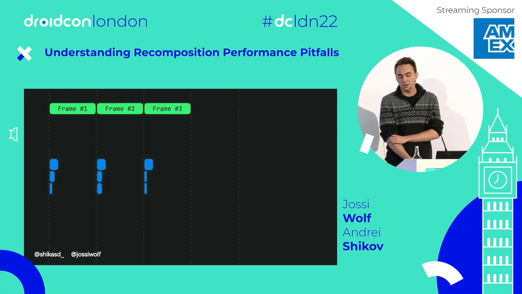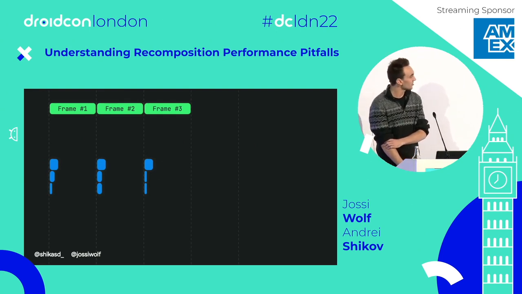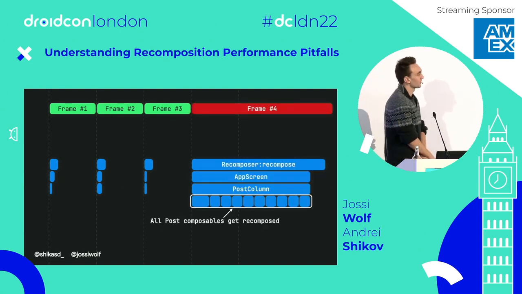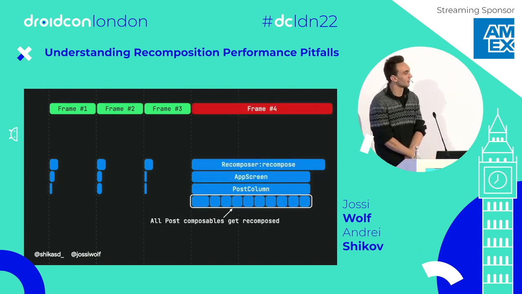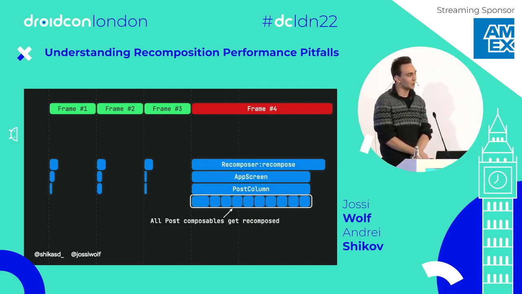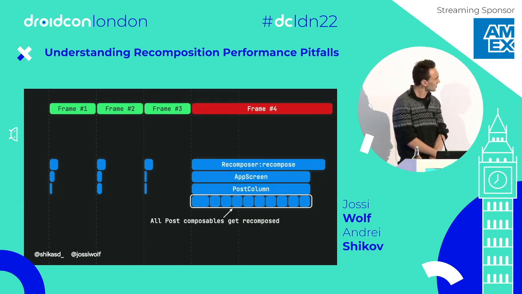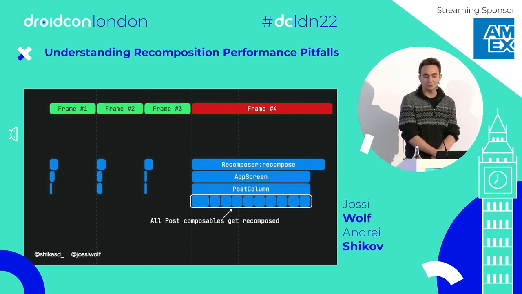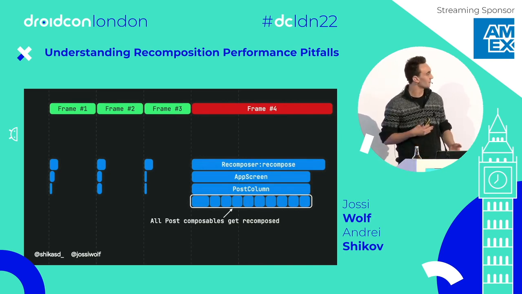And maybe we are running a trace. Frame 1, 2, 3, everything looks great, awesome, it's green, it's good. But then suddenly, frame 4, oh, we're doing a lot of work there. So what is going on? We maybe changed the input, but we have only changed one thing, really. So why did all of our post composables here get recomposed? Should they have been, and is there a way to avoid that?